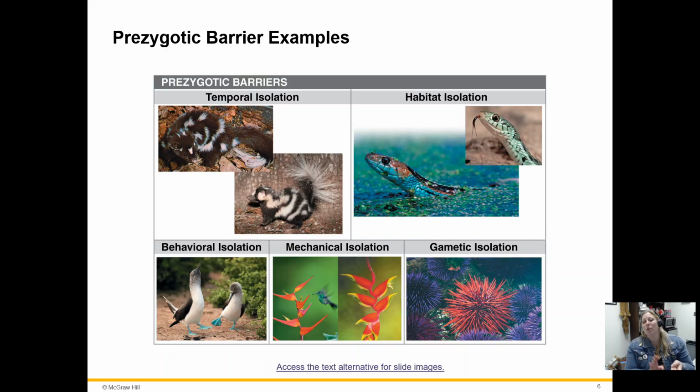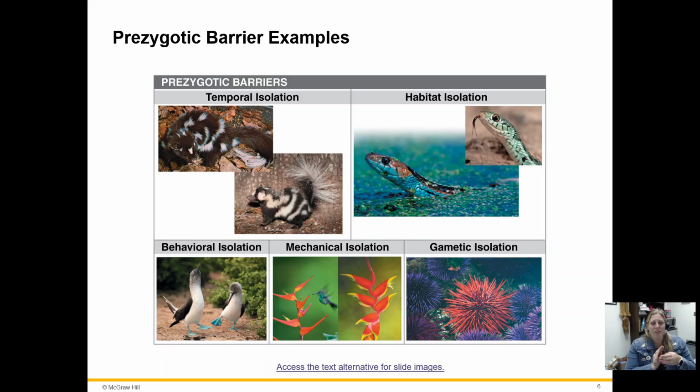How are they going to raise their offspring? We're going to see that habitat isolation is a huge driving factor in these barriers. Okay? And then the last one that occurs before a mating attempt happens is behavioral isolation.